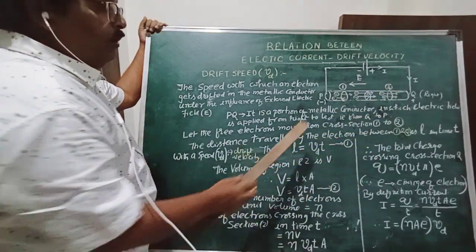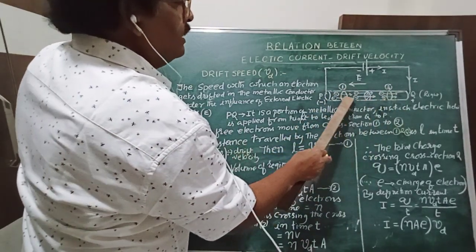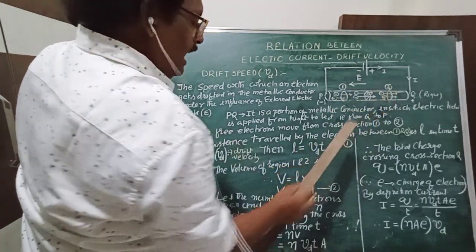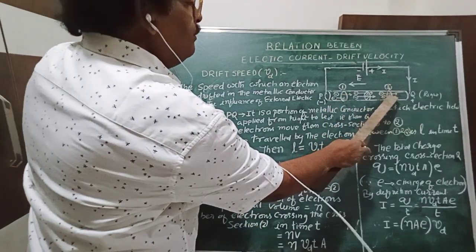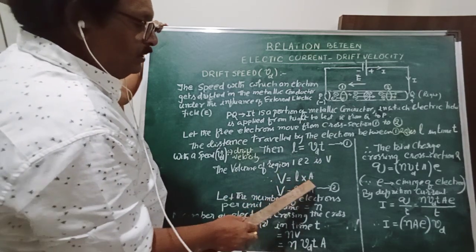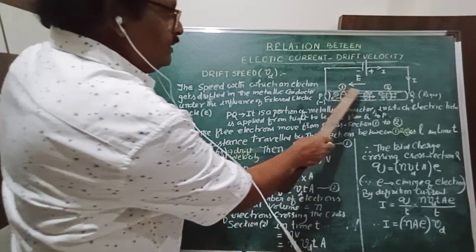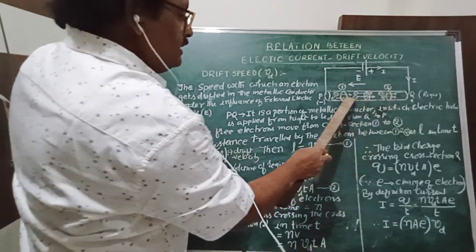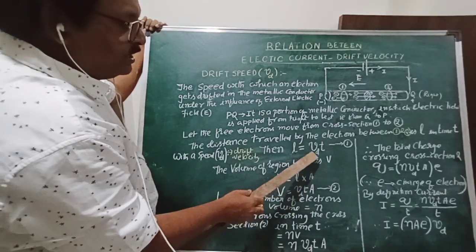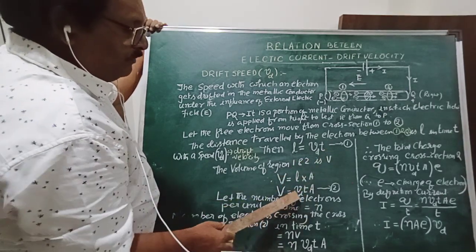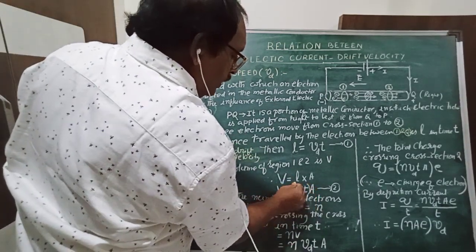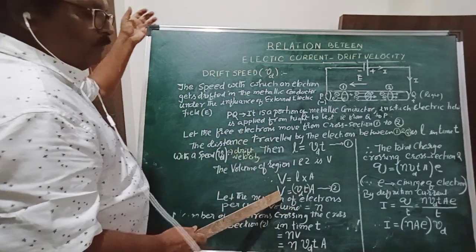Fine. Now, what is the volume of this portion? The area of cross section of this conductor is capital A. Length of this portion is L. Then the volume of this portion between these two sections 1 and 2 is V. Volume, as you know very well, is length into area of cross section. But what is the length value? Just now we found it is velocity into time. So the volume is drift velocity into time into area of cross section.